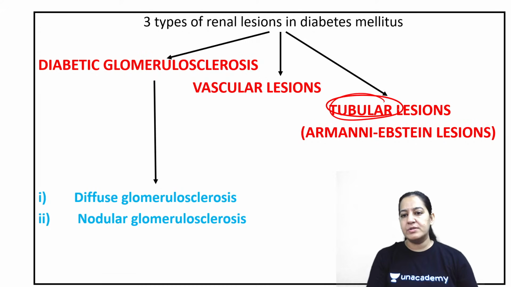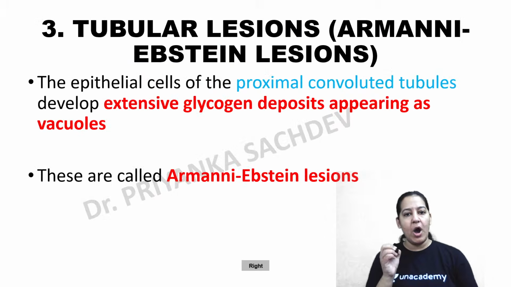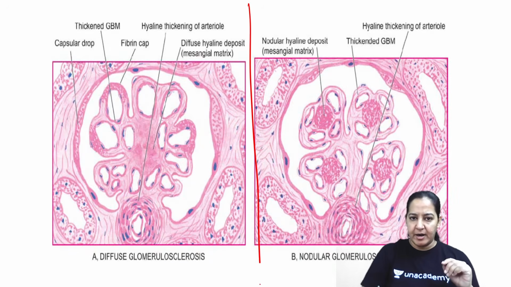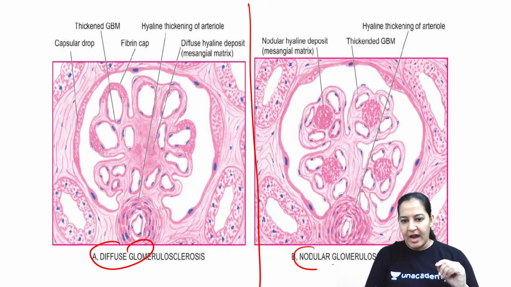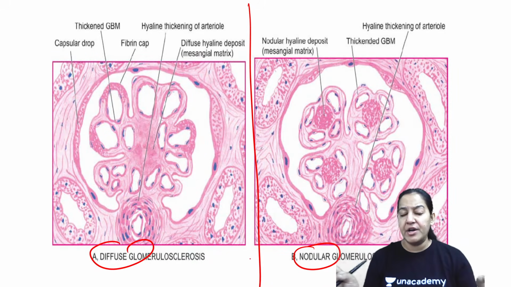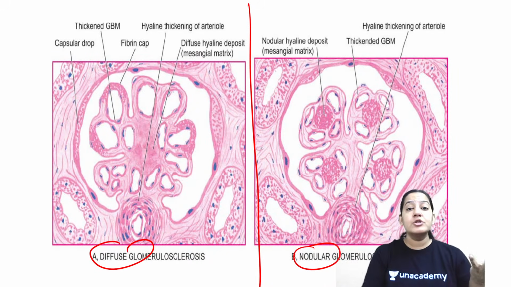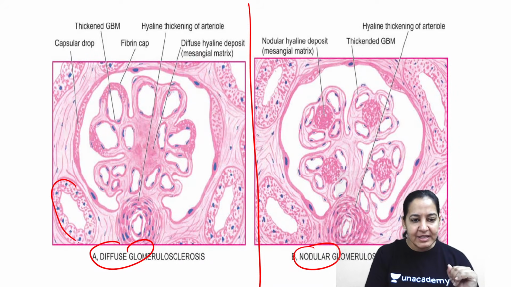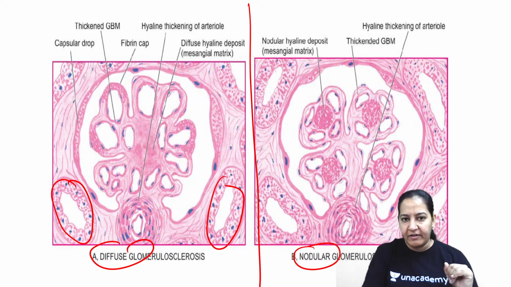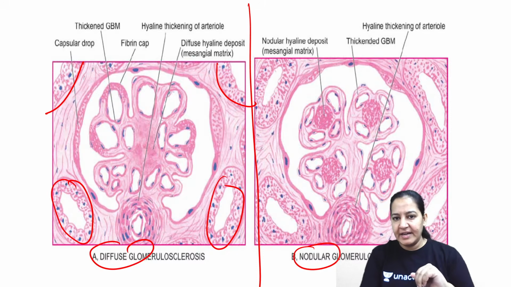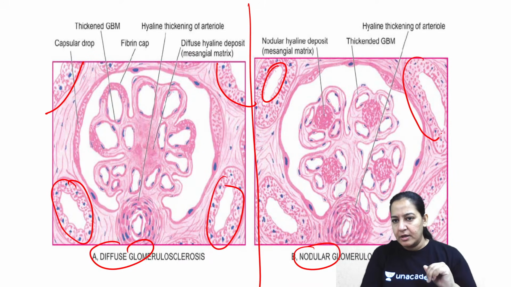The third I am teaching you is the tubular lesions. Now I am not interested in the two diagrams. This is diffuse, this is nodular. I am not interested in glomerulus. I am not interested in blood vessels. I am interested in tubules. So where are the tubules? In this diagram I can see one tubule here, one tubule here, one tubule here, and one here. In the second diagram again I can see this is the tubule, this is the tubule, this is the tubule, this is the tubule.